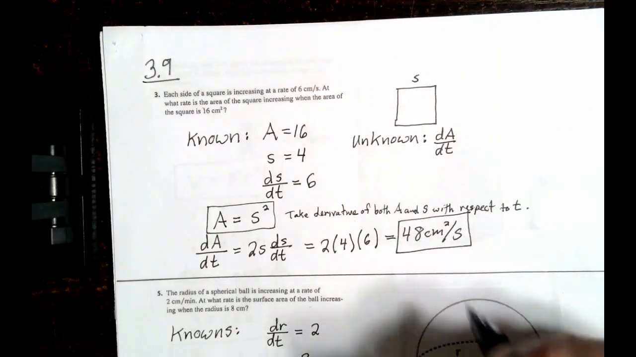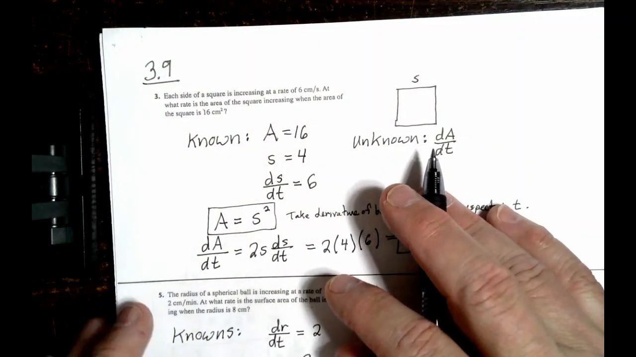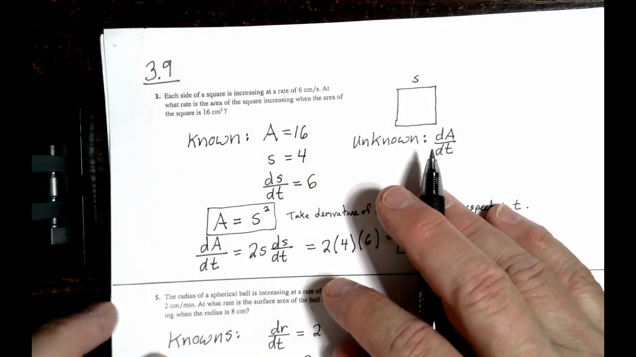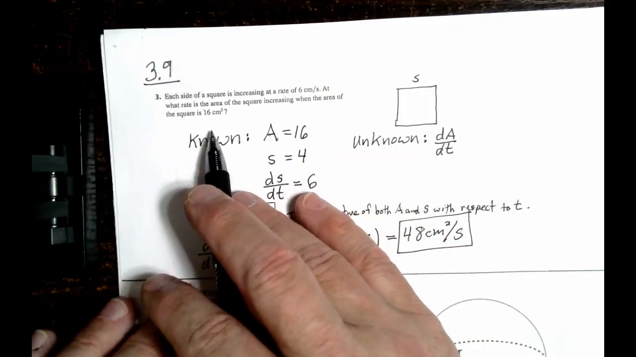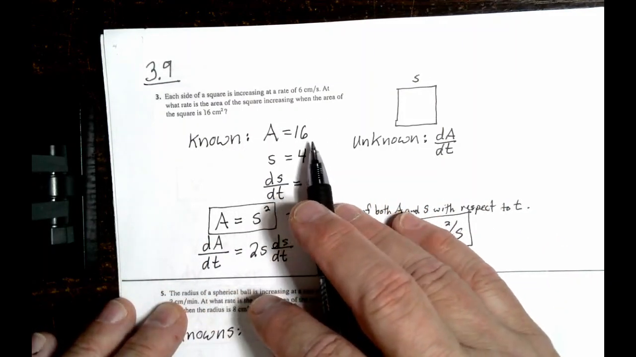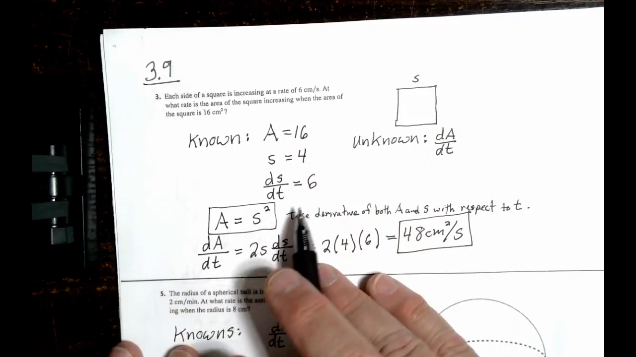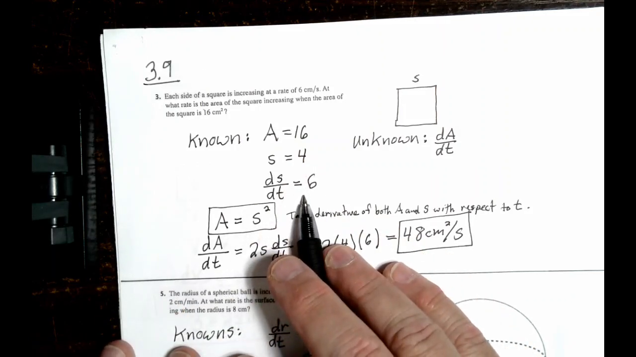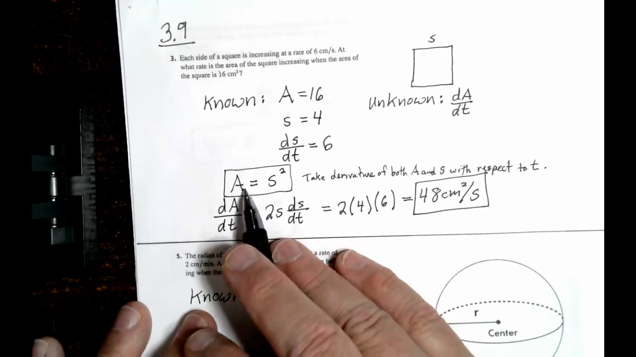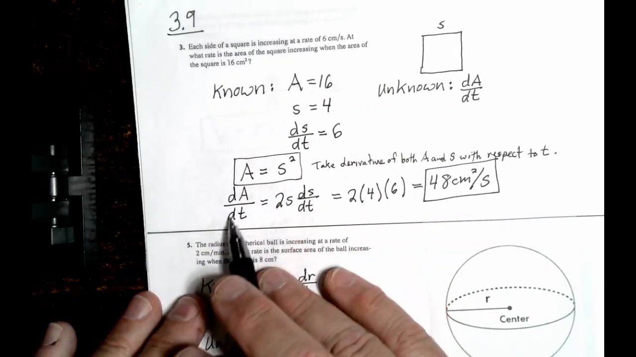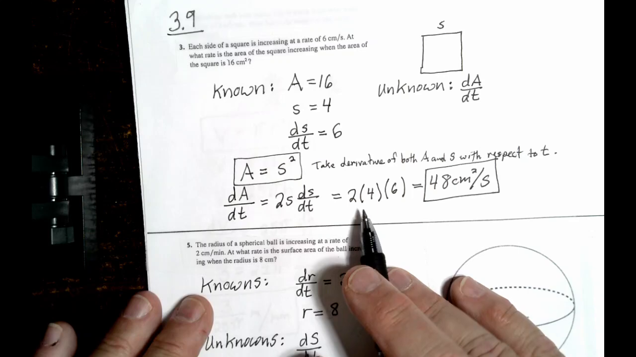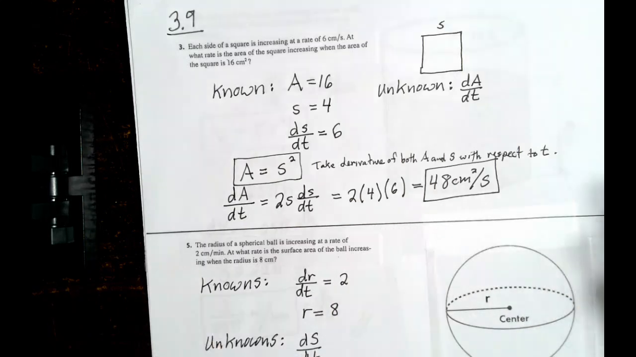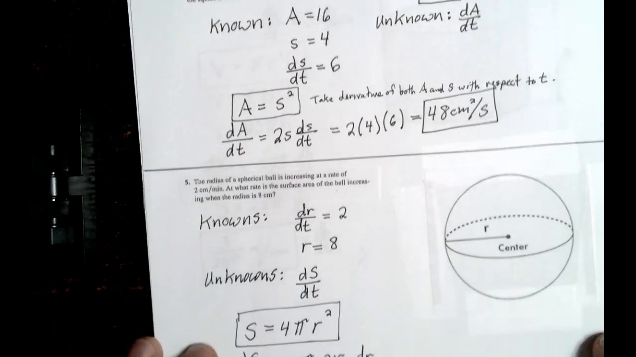If you look at question 3, each side of a square is increasing at a rate of 6 centimeters per second. At what rate is the area of the square increasing when the area of the square is 16? So if we know the area is 16, we know the side is 4, and we know the side length is increasing at 6. So area is side squared, so A prime equals 2s s prime. And you plug in the 2, the s, and the s prime, and you get your change in the area.